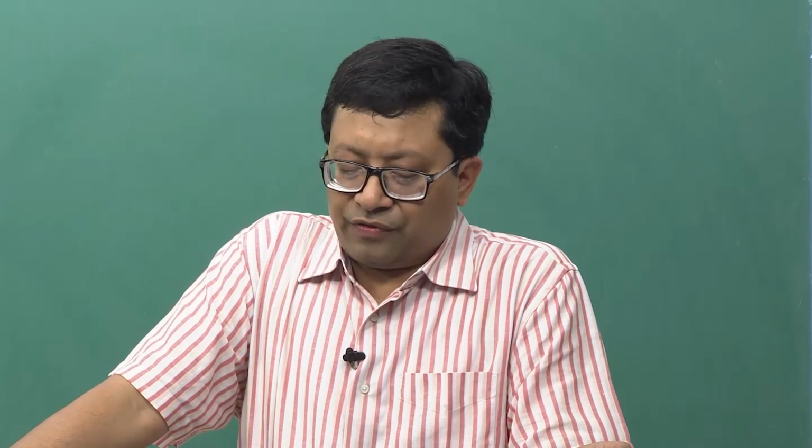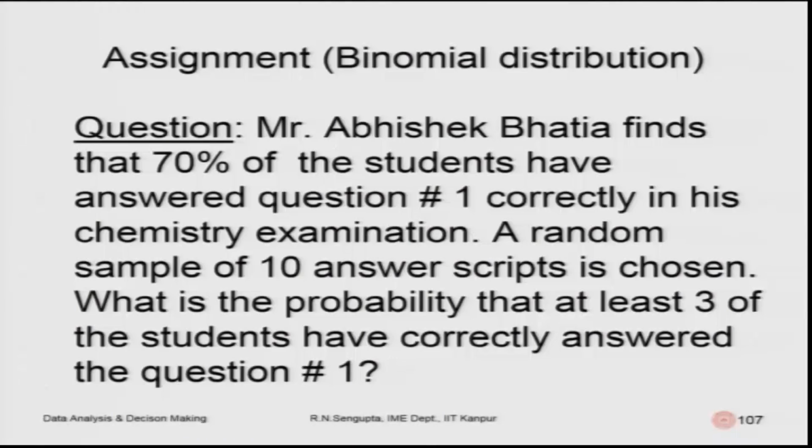Mr. Abhishek Bhatia finds that 70% of the students have answered question number 1 correctly in his chemistry exam. So, obviously, if you consider P as 0.7, Q would be 0.3. A random sample of 10 answer scripts, so N is 10, is chosen. We want to find the probability that at least 3 of the students have answered the question correctly. So, at least 3 would be 3, 4, 5, 6, 7, 8, 9, 10.